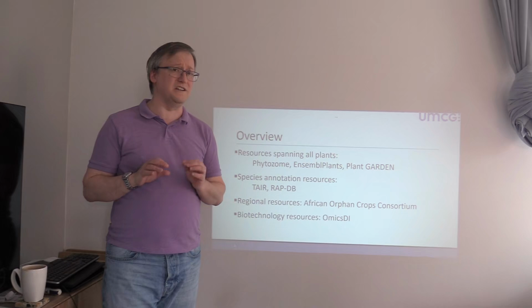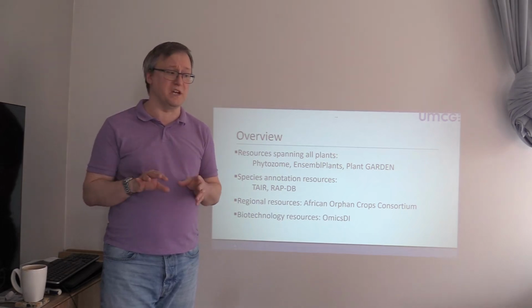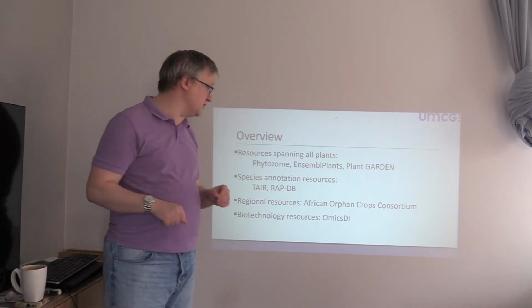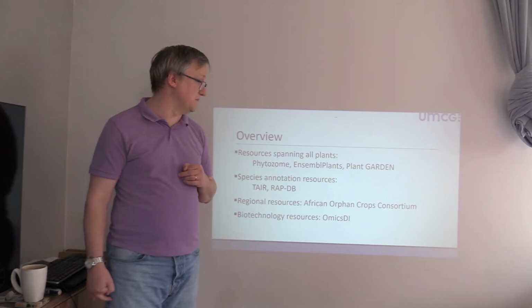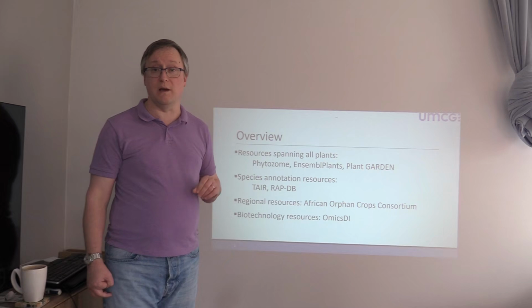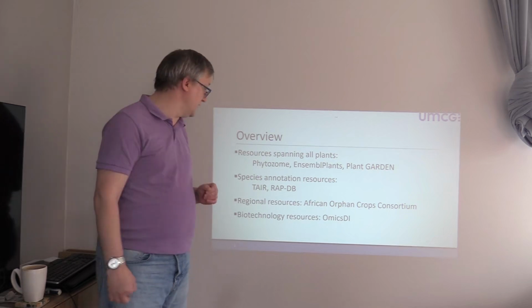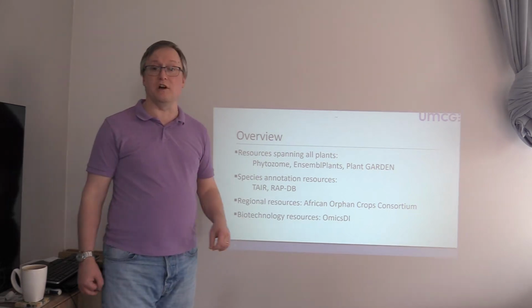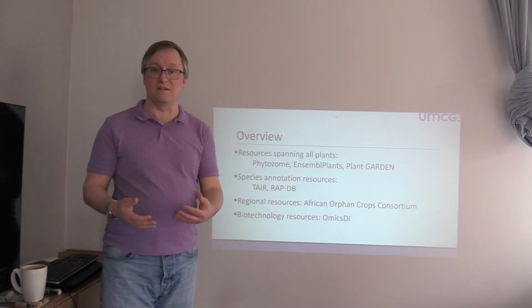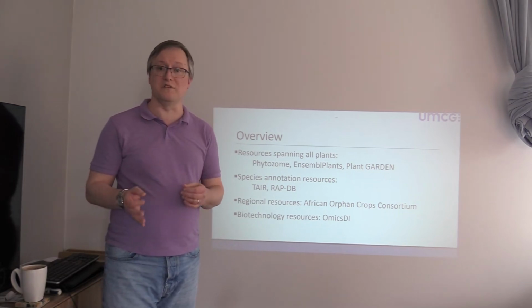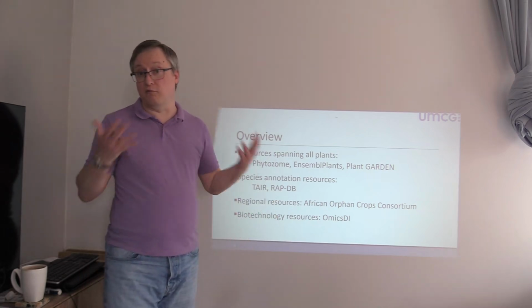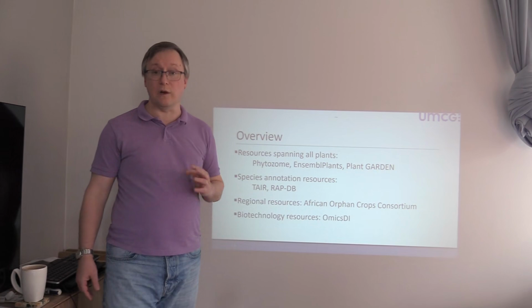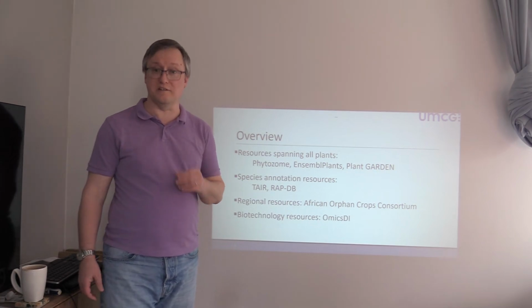From there, I'd like to talk about some resources specialized to particular crops that don't get a lot of attention. And for that, I'd like to talk about the African Orphan Crops Consortium. They've done some really good work in species that you may not know about. And then finally, I want to talk about how you can find existing experiments that have already been produced in metabolomics and proteomics for these species. And for that, we'll take a quick look at OmicsDI, a search engine.